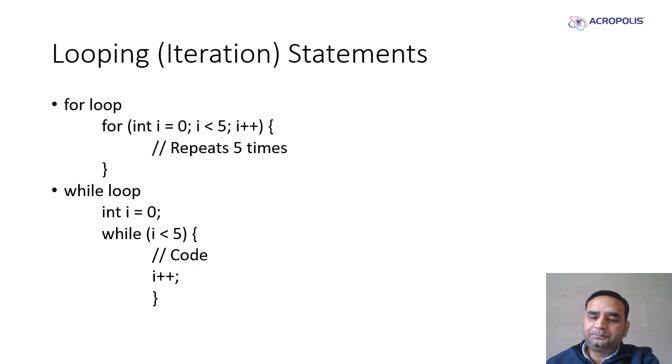They are much similar, but a very basic difference between the for loop and the while loop is that the for loop is used whenever we know the number of times we have to repeat the statements. But if we don't know in advance how many times we have to check the condition or repeat the statements, then we can use the while loop. These are the basic syntaxes of the for loop and while loop, which are given in the slides.